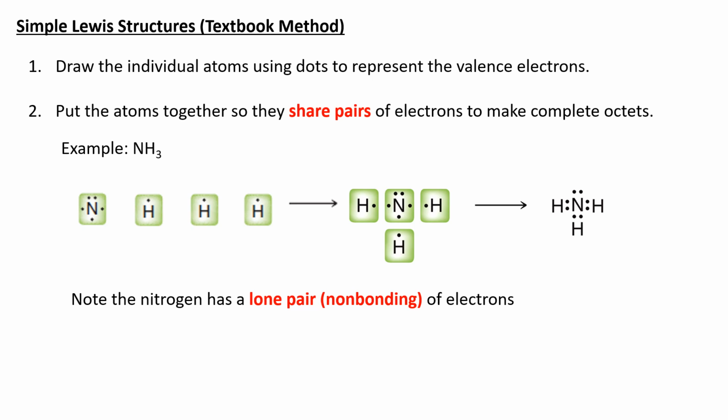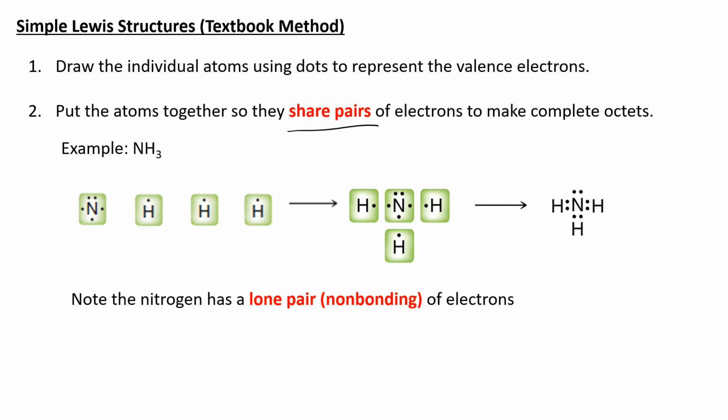Drawing the Lewis structure for a molecule, all right, we can do this in a variety of different ways. Here's the textbook method. You can draw the individual dots to represent the valence electrons, and then put the atoms together so they share the pair, making up complete octets. So this is for very simple molecules. There is a different way to do this, which we can cover shortly.